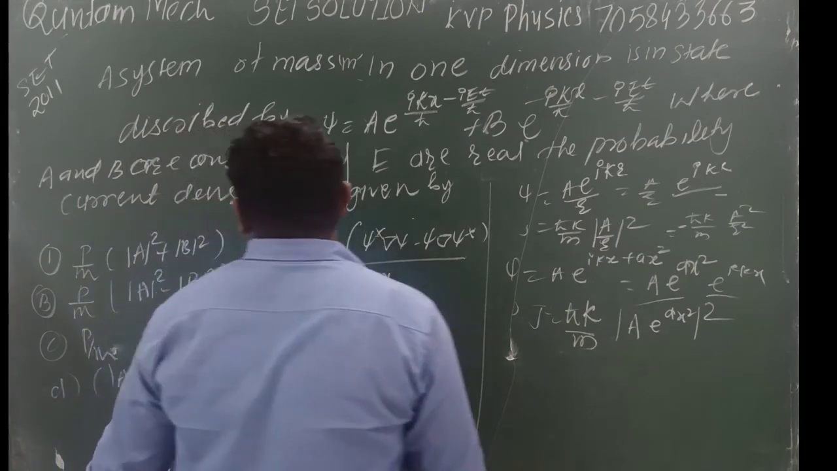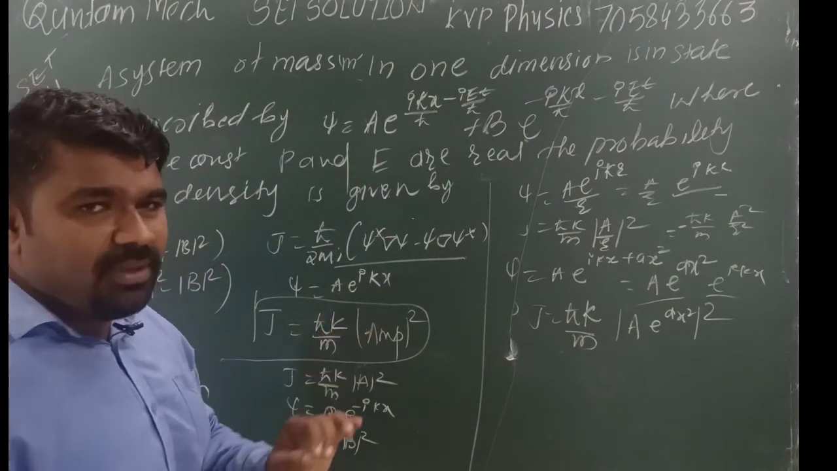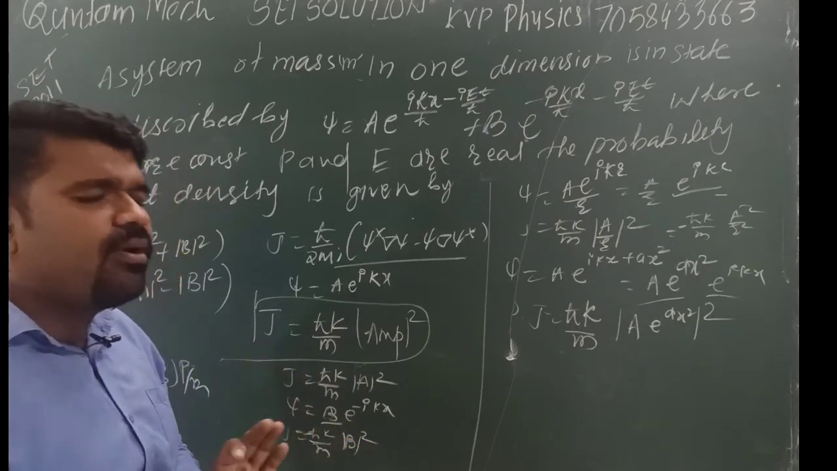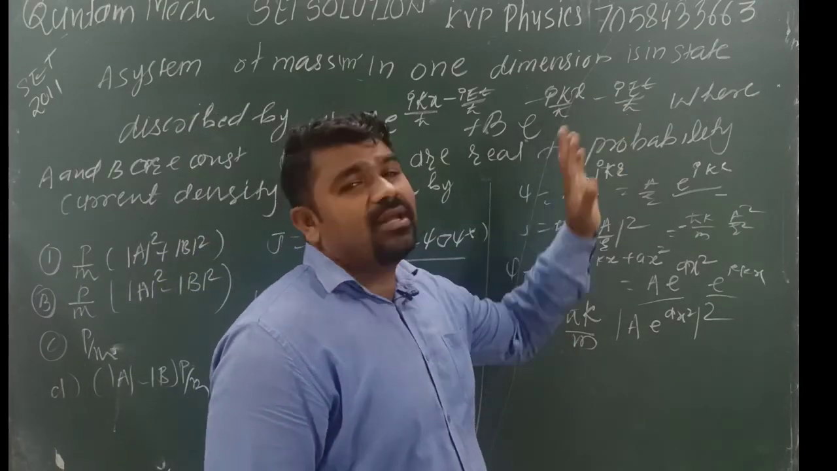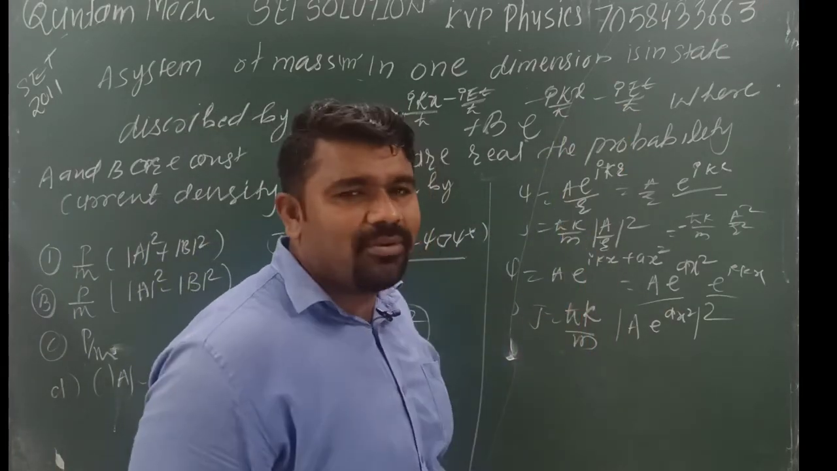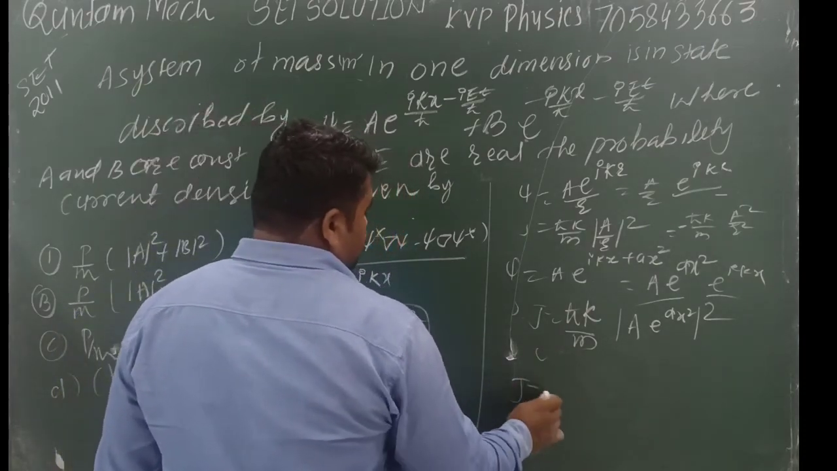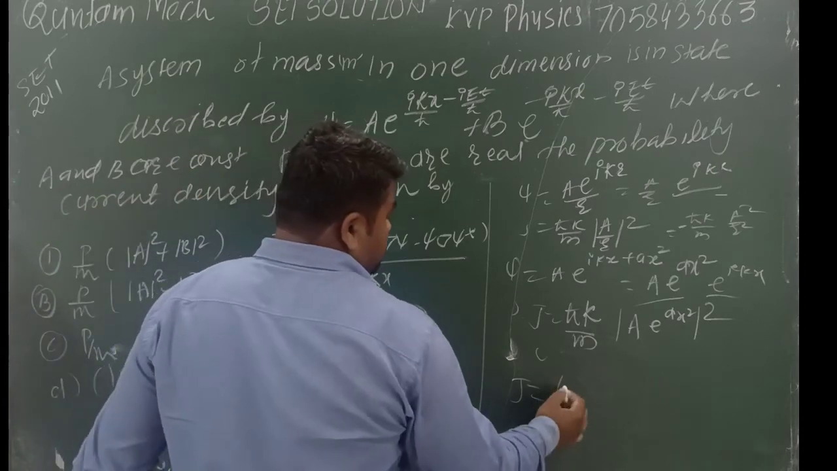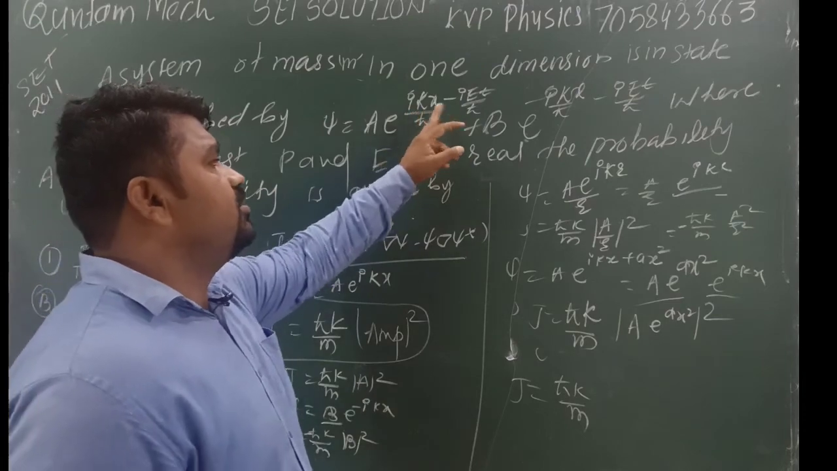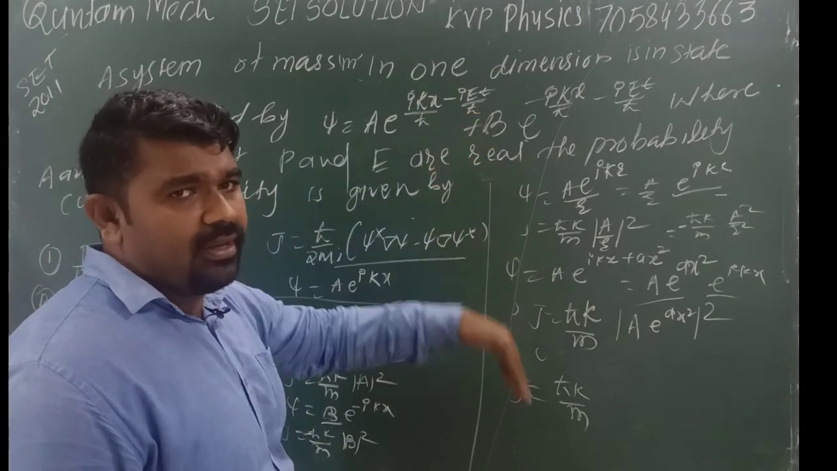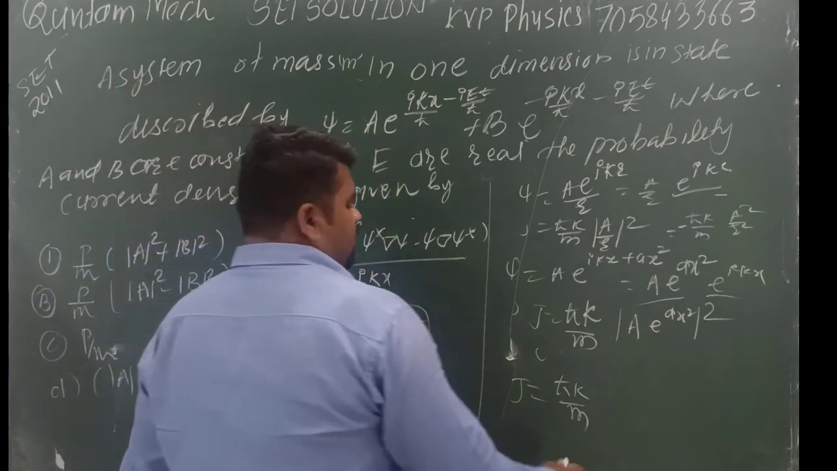What is the given function? Psi is equal to a e to the power. Leaving aside the imaginary part, the whole rest we will consider constant. But here both parts are imaginary. Don't worry about that. Directly write down j is equal to h cross k upon m for this question. Here this also imaginary part, this also imaginary part. Don't take them in the answer. Only focus on amplitude. What is the amplitude for the first case? Mod a square.